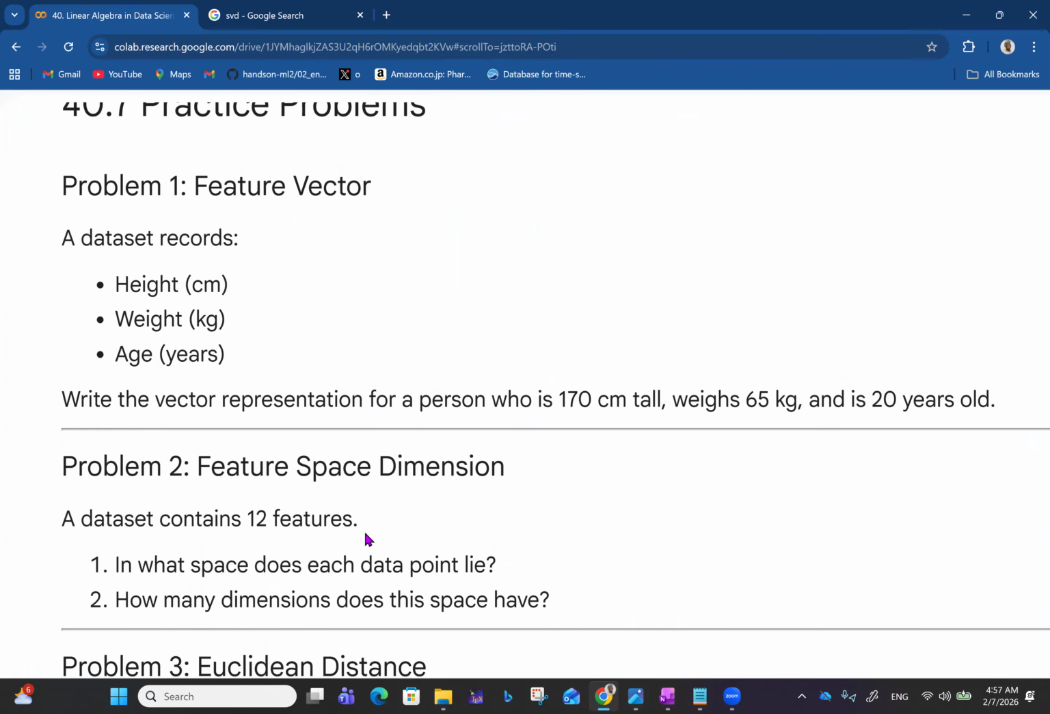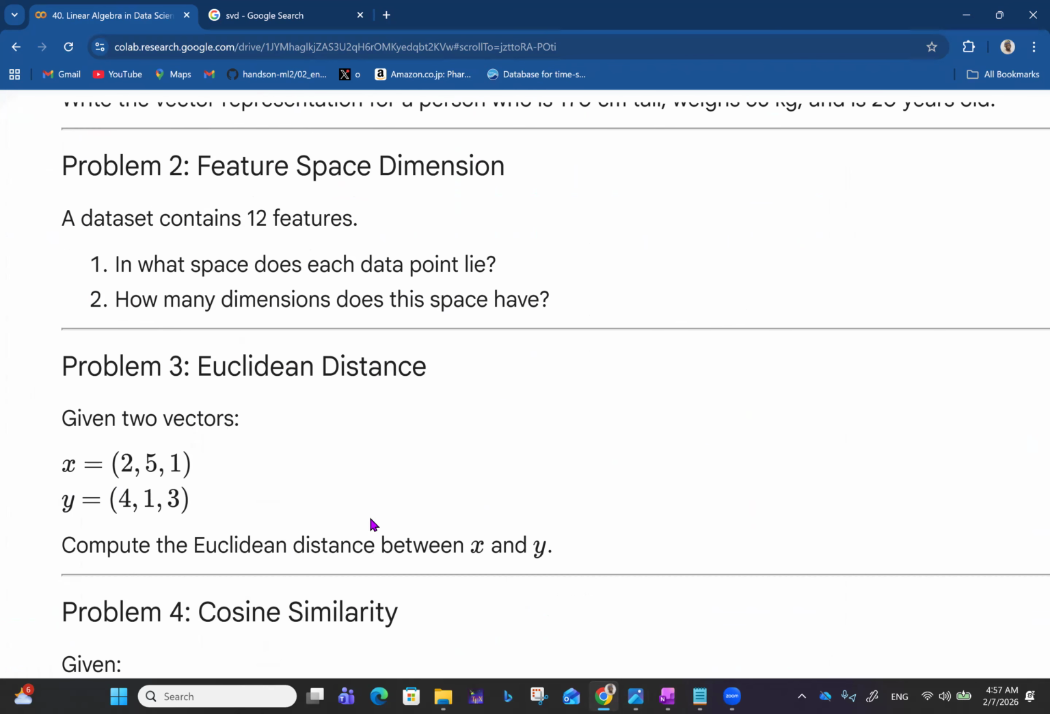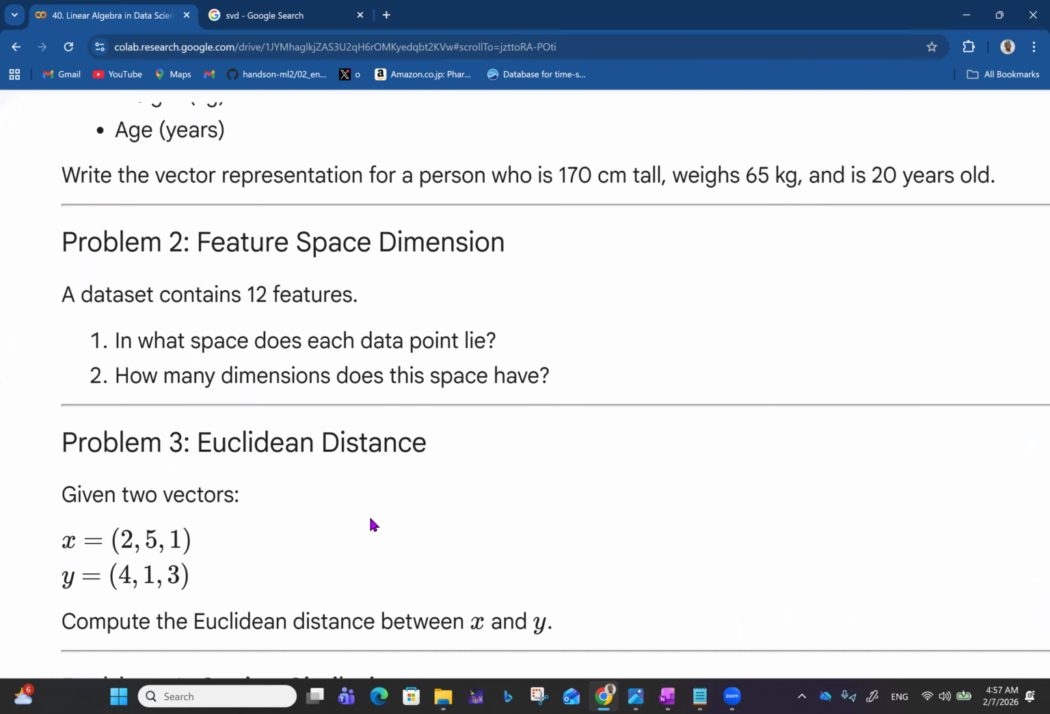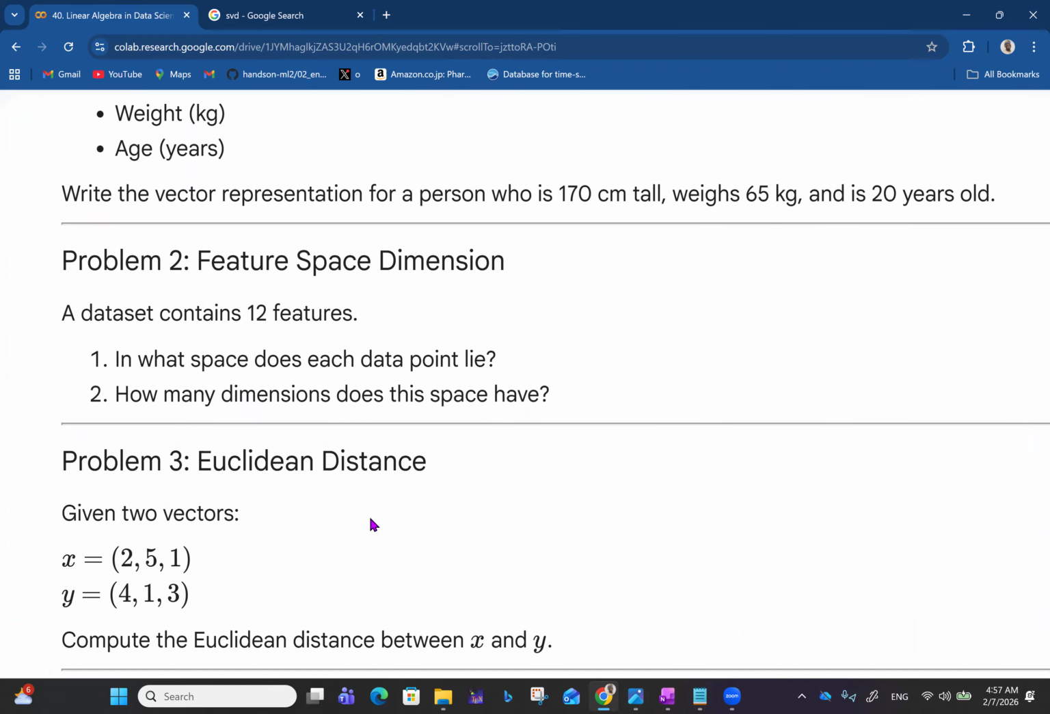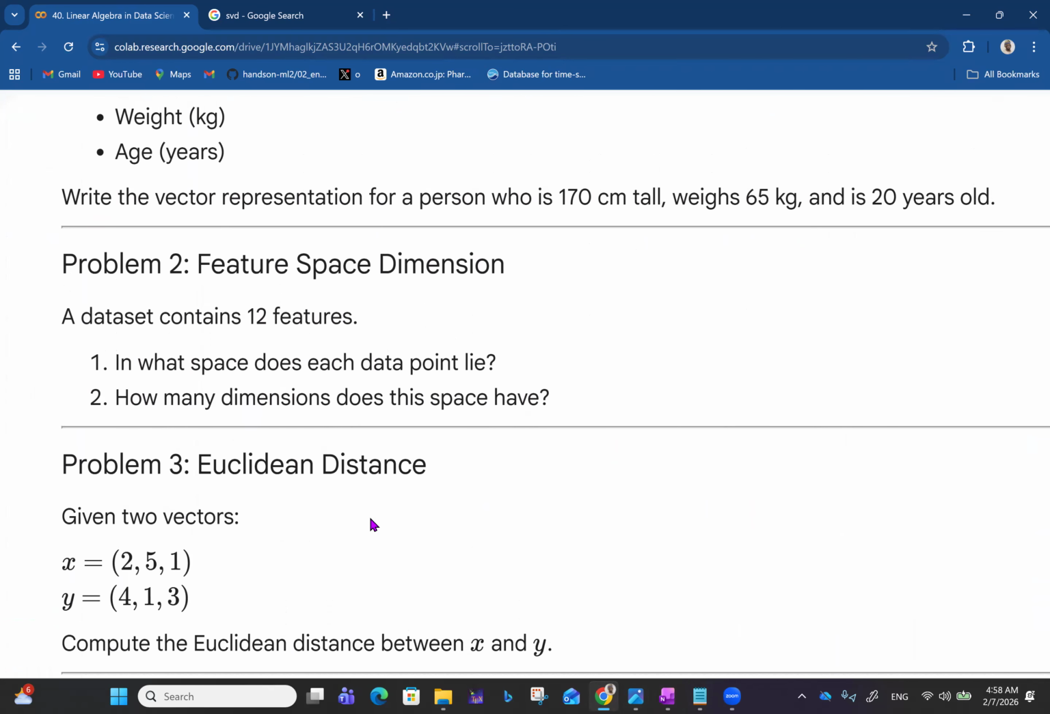A data set contains 12 features. In what space does each data point lie? Because there are 12 features, we say it's a feature space, a 12-dimensional feature space, like a hyperplane. So how many dimensions does this space have? Of course, that's 12. Yeah, 12 dimensions.